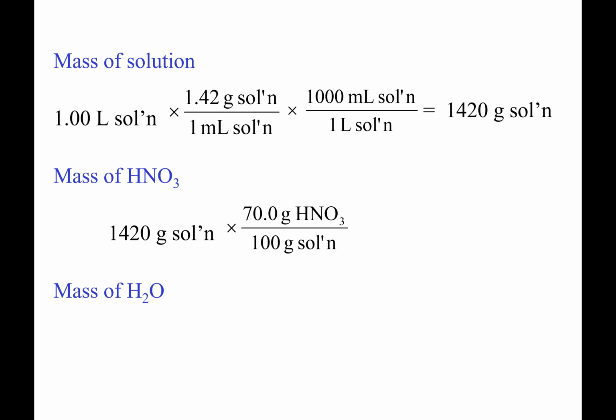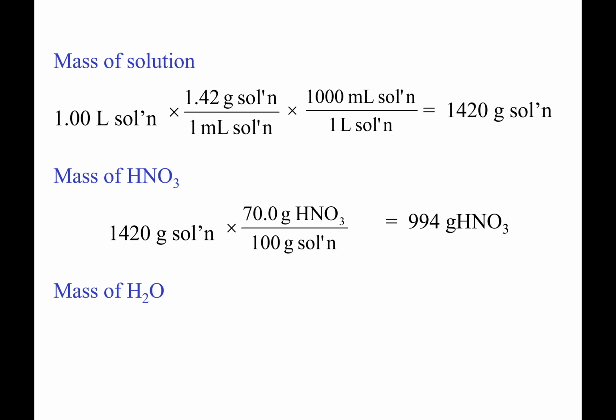70.0 grams of HNO3 per 100 grams of solution. Grams of solution cancel, we're left with grams of HNO3. Round to 3 sig figs, voila, 994 grams of HNO3. Now, this is a different basis, right? So these won't specifically match up with our previous bases, but relatively speaking, we should get the same numbers.